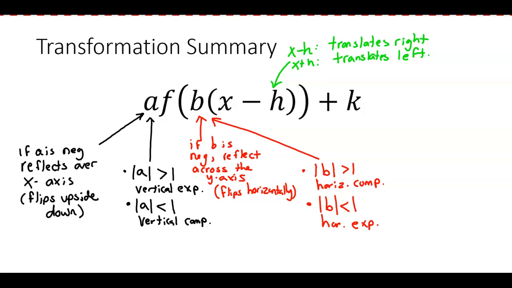Let's take a look at the last one here, k. If you have a plus k, then that's a translation upwards. And if you have a negative k, that means we're translating down.